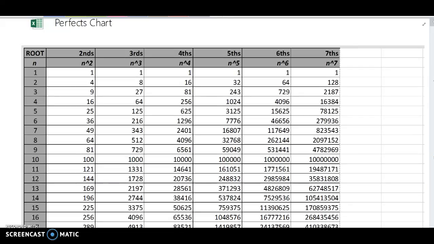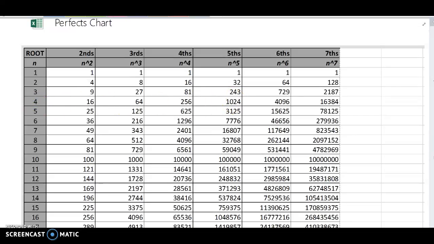Look at the root 5. Raise it to the 3rd by going over to the 3rds column. 5 to the 3rd is 125. So on your own, please find 4 to the 5th. 1024. 4 to the 5th is 1024.